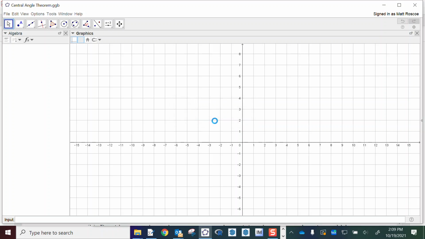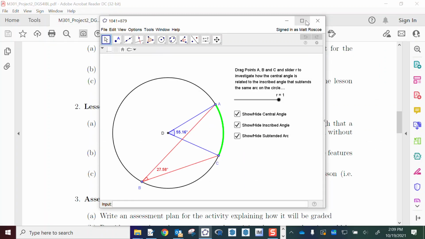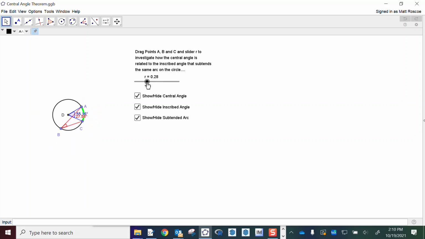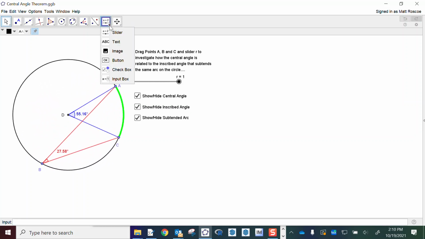Here it comes. So this of course is in finished form. I have the algebra pane hidden from view, so it's sort of ready to upload, I guess. I did include a slider here. What the slider does is it controls the radius of the circle I've drawn. So what I did is I placed the slider. Sliders are available right here.